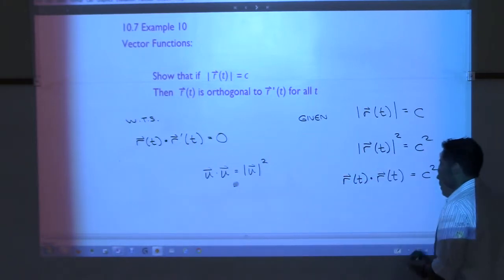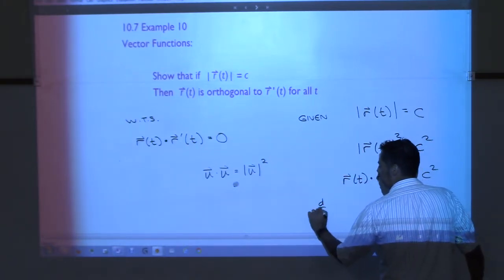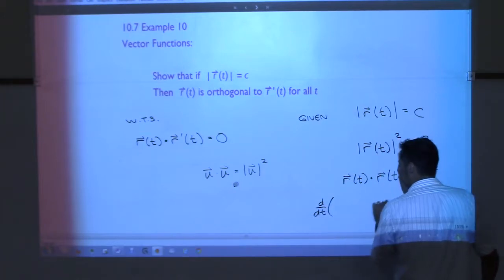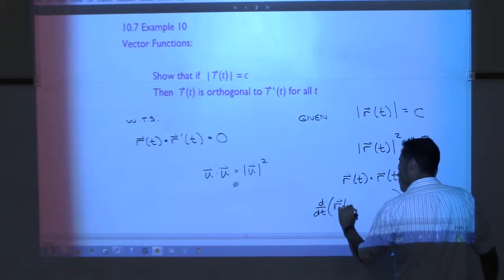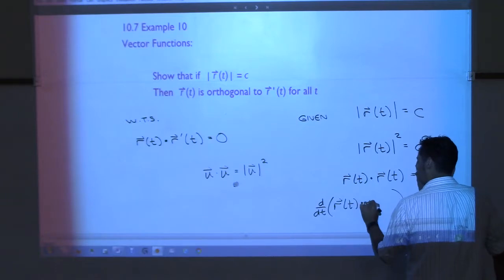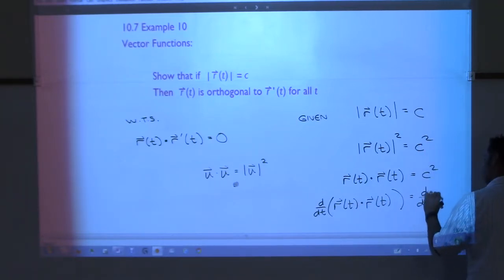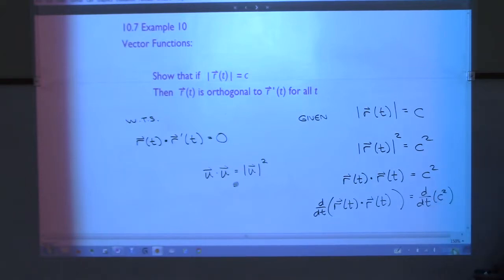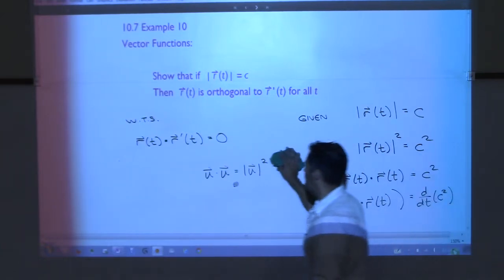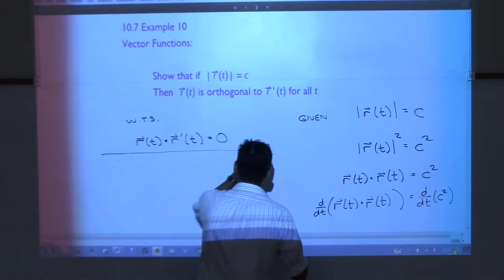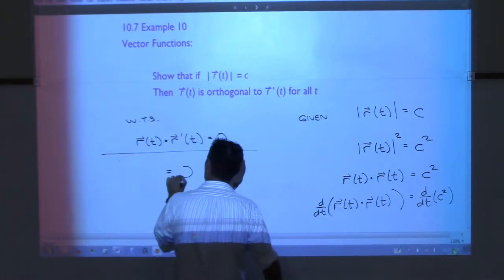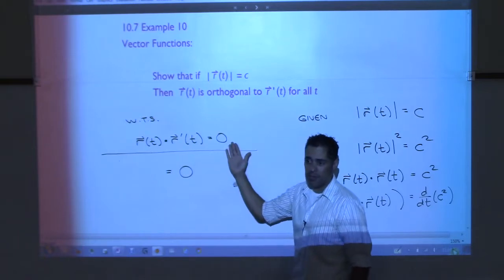So see if you agree with me on this. If I take the derivative with respect to t of the left side, and then the derivative with respect to t on the right side, what is the derivative with respect to t of a constant squared? 0. It's 0, right? So the right-hand side of this equation is 0, which is outstanding because up here I have a 0, right?